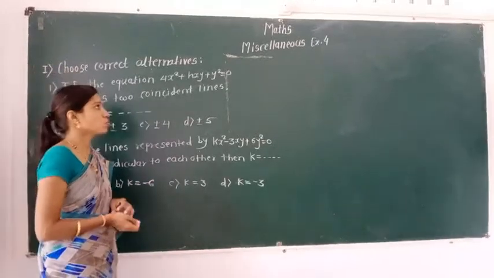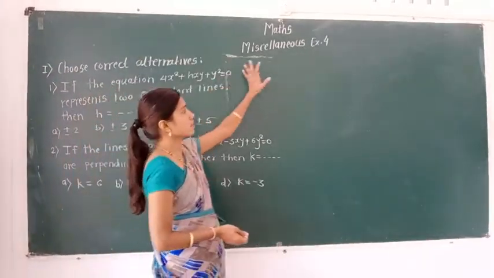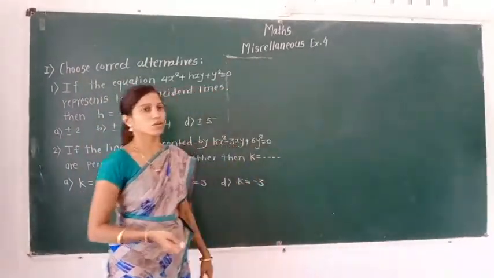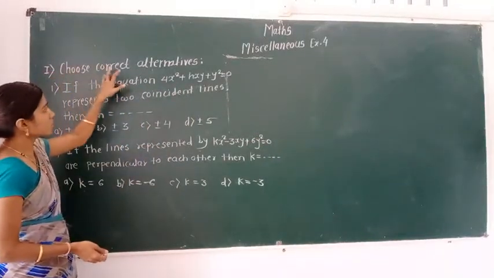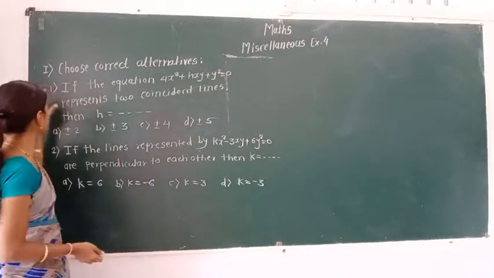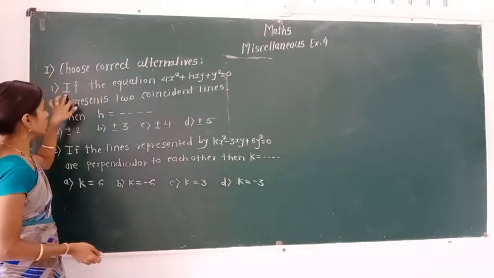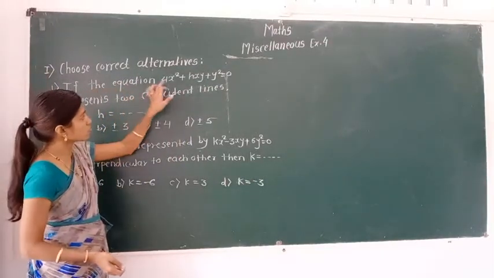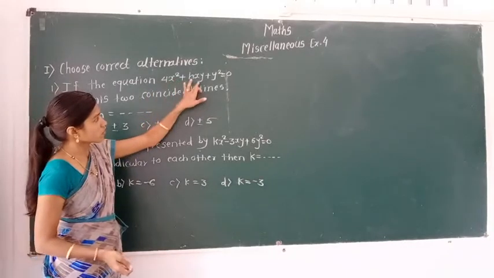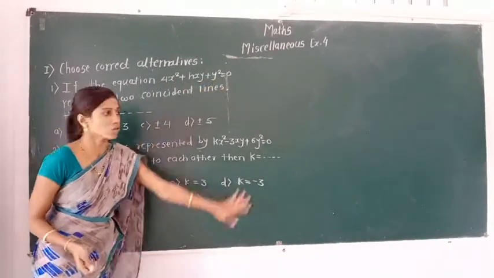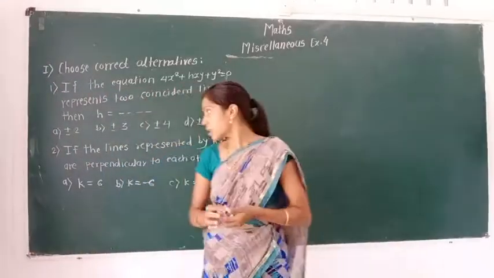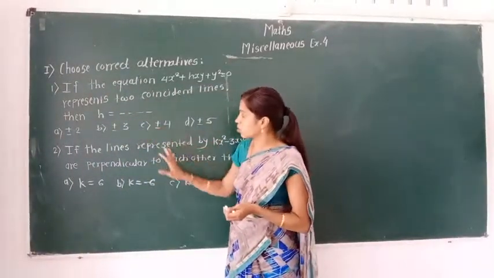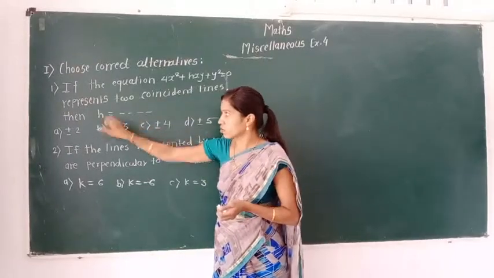Now today we are going to start miscellaneous exercise 4. Let's see the first question. Choose correct alternatives. The first question is, if the equation 4x square plus 8xy plus y square is equal to 0 represents two coincident lines, then find out the value of h.